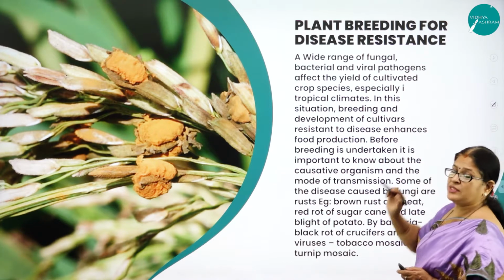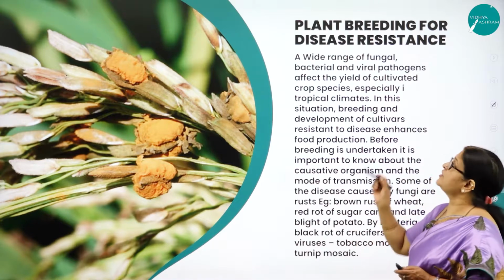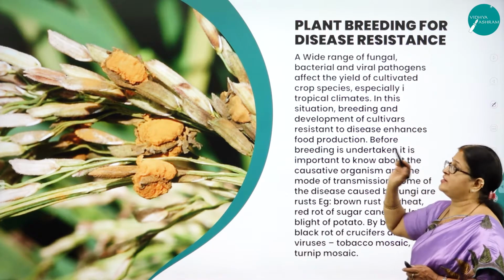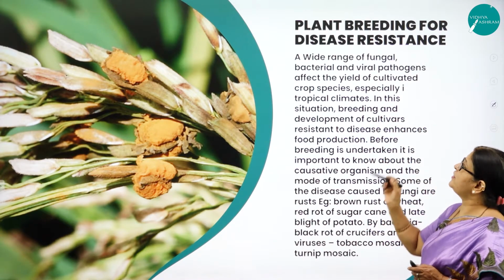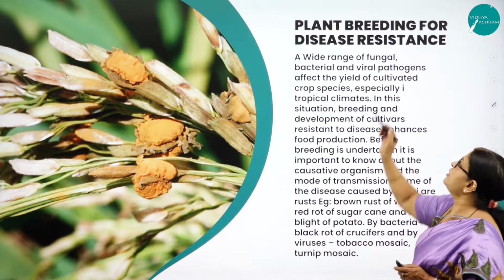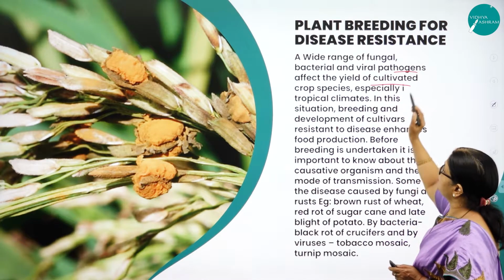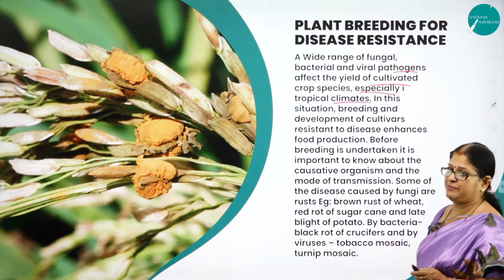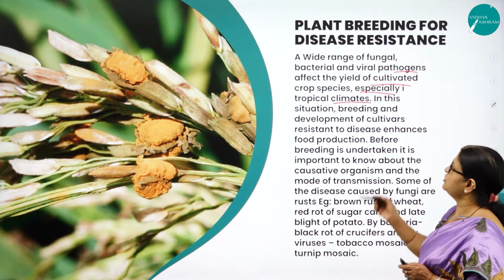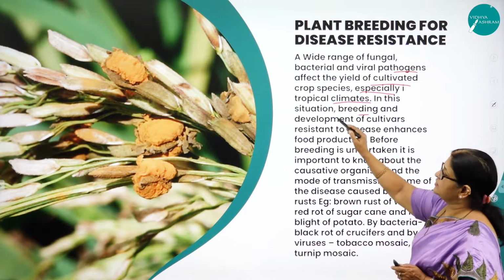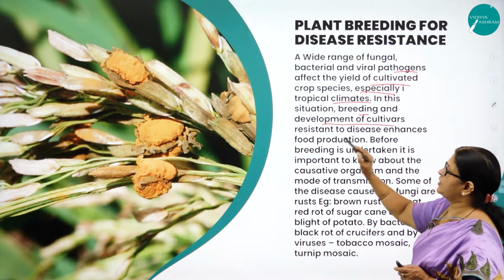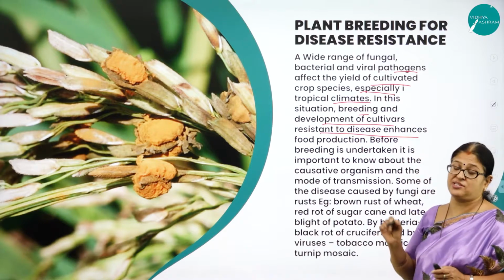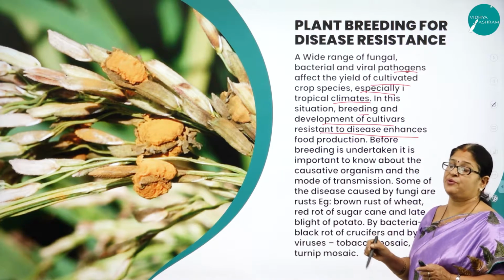What is the very important aim of plant breeding? Plant breeding for disease resistance. As we know, a wide range of fungal, bacterial and viral pathogens affect the yield of the cultivated crop species, especially in the tropical climate. In this situation, what do they have to do? Breeding and development of cultivars resistant to disease is very important. Then only is it going to enhance the food production.